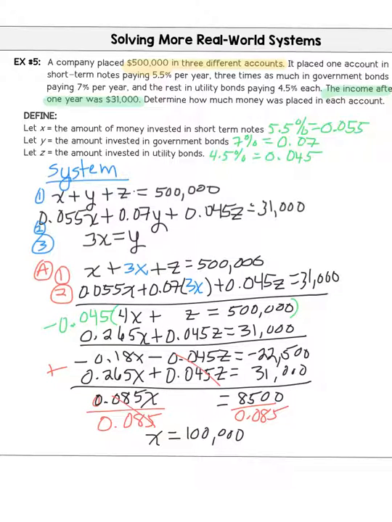Well, the great thing about that is that if I multiply x by 3, I have y. So 3 times 100,000 would mean that y is 300,000, and I know that I only have 500 total in the account, so 300 plus 100 is 400. That leaves for z 100,000.